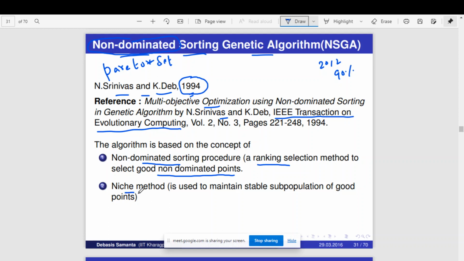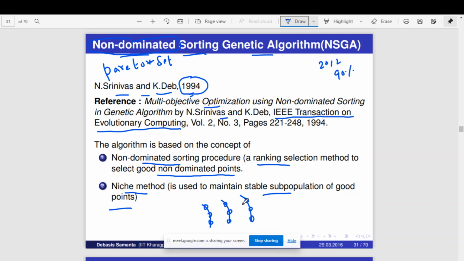And then it uses a niche method, which is used to maintain stable subpopulations of good points. Okay. So what is that? This niche method, see what it says. Say for example, the solution is something like this. That is, you have points here, here, here.